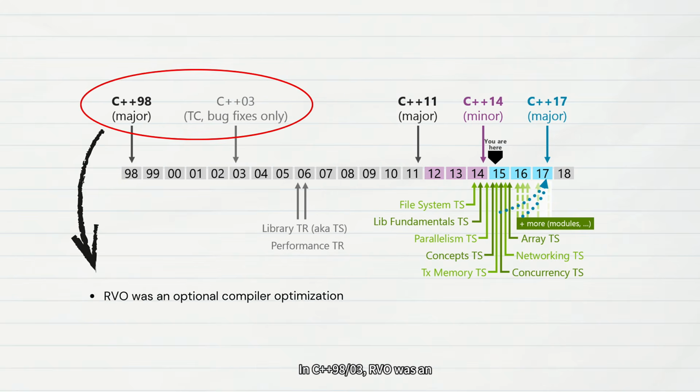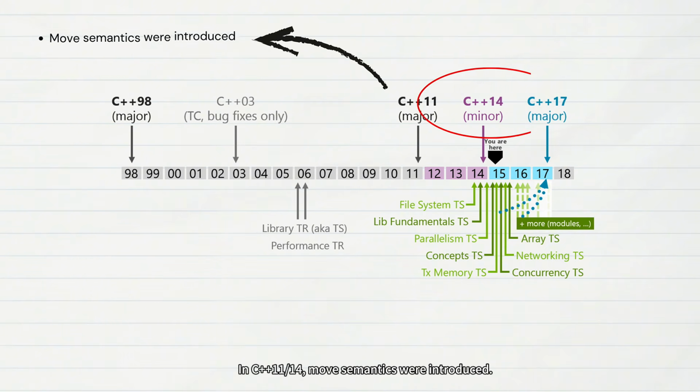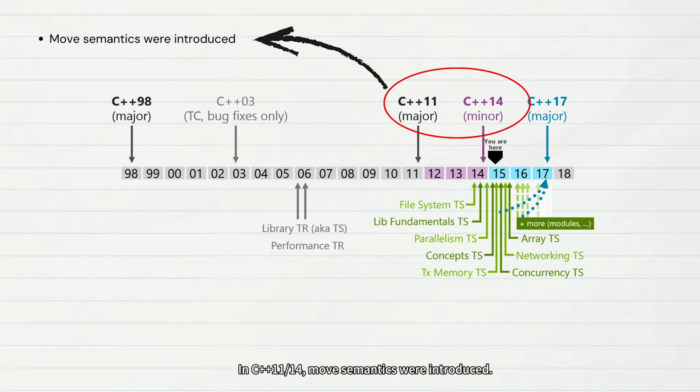In C++98/03, RVO was an optional compiler optimization. The compiler could apply it or not without violating the standard. It was entirely up to the compiler. In C++11, move semantics were introduced.